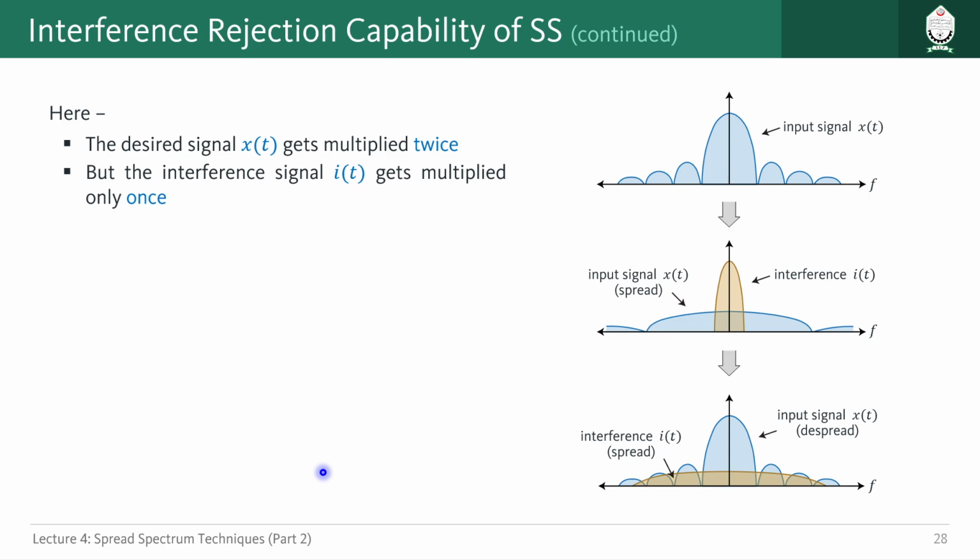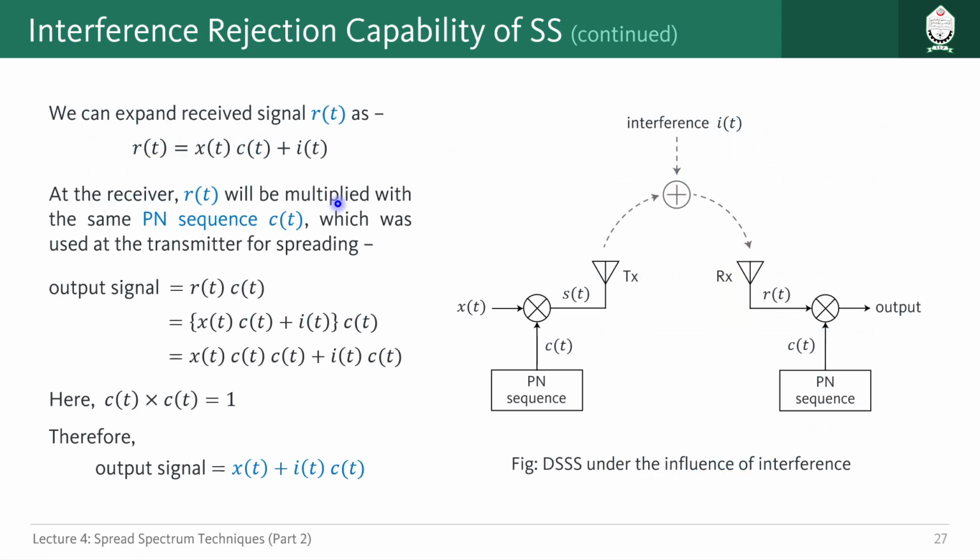And let us try to examine this scenario in the frequency domain. We know that the signal we want to transmit, x of t, gets multiplied twice, because it gets multiplied at the transmitter once, then again at the receiver. But the interference signal will get multiplied only once, because if you look at our figure here, x of t gets multiplied here with C of t and again here, so twice, but the interference is introduced here, so it will get multiplied only once, right?